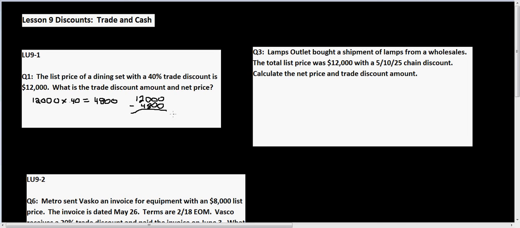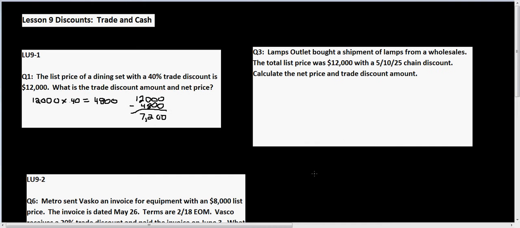Or a total of, what's the difference here? 200. And that leaves us with a 7 over here. $7,200. That's what your retailer is going to pay. Okay, what else have we got going?